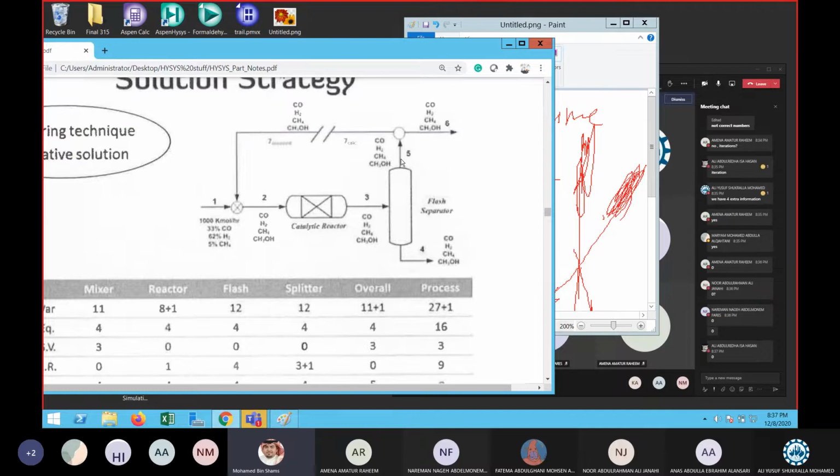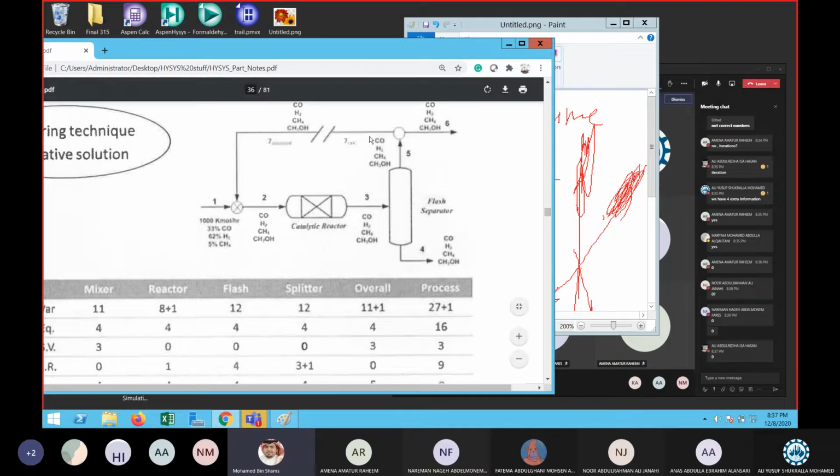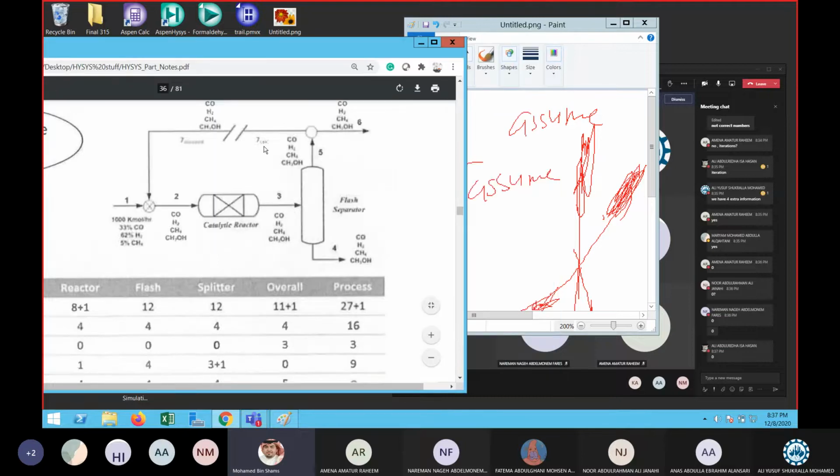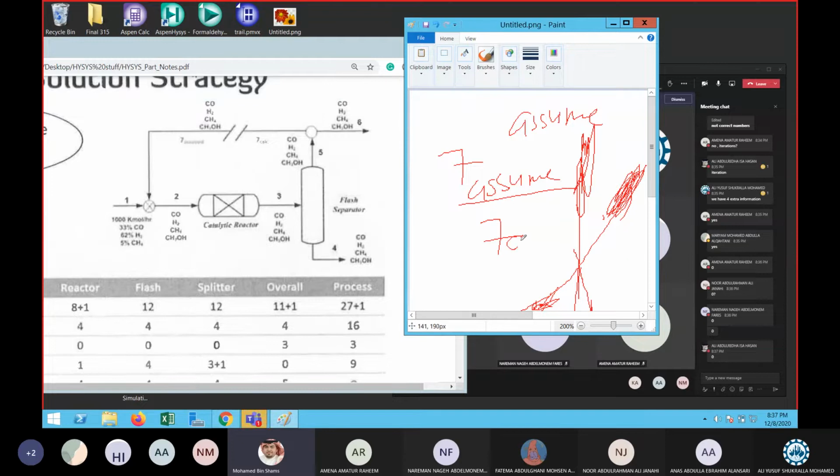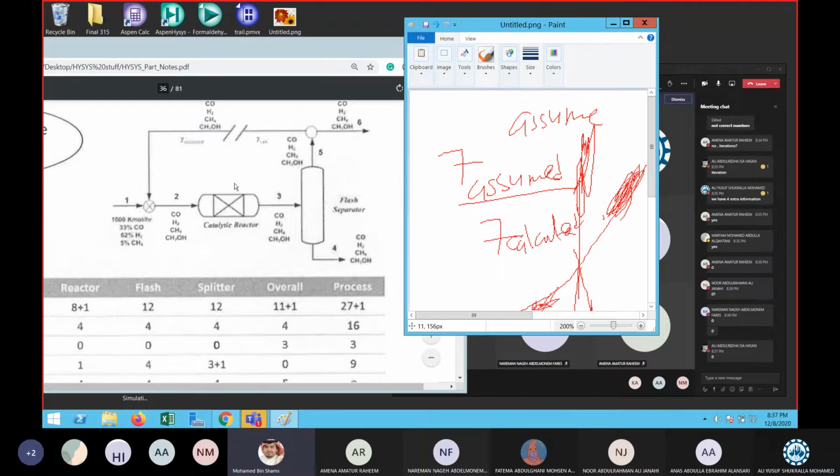When I solve the splitter, now I'm going to have these 4 components in the 7 calc. So this is the 7 calculated. The one on the left, we call it 7 assumed. The one on the right, we're going to call it calculated. This is assumed, and this is calculated. So basically, I am calculating stream number 7 from the right.